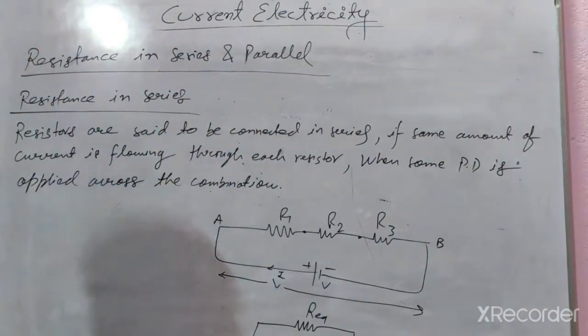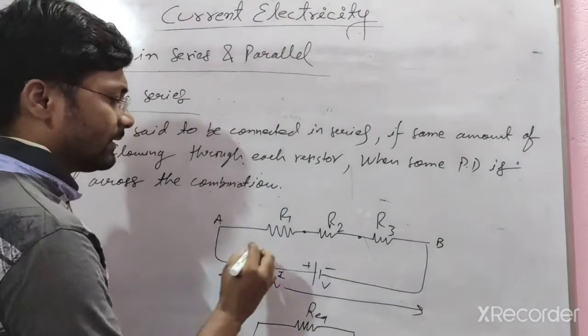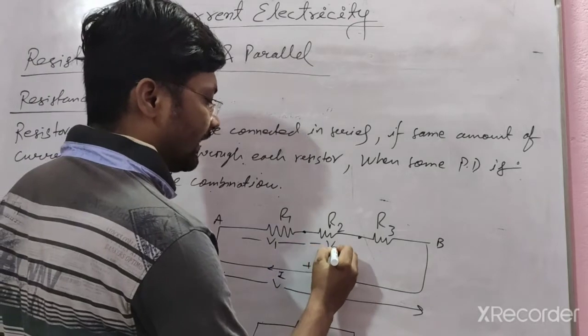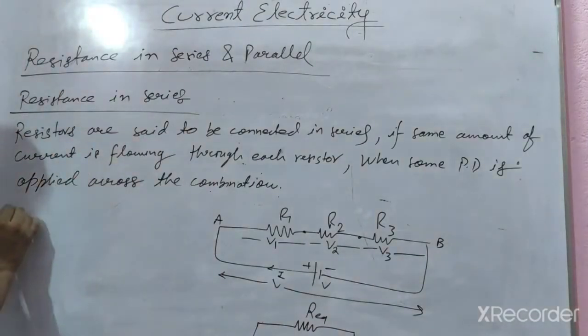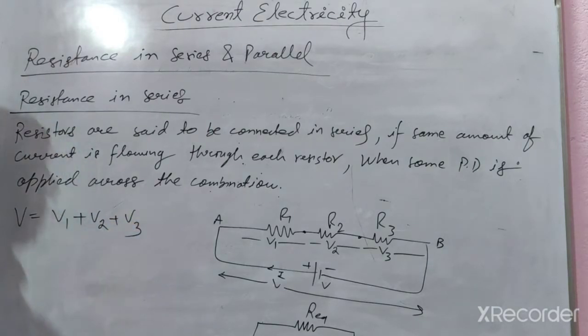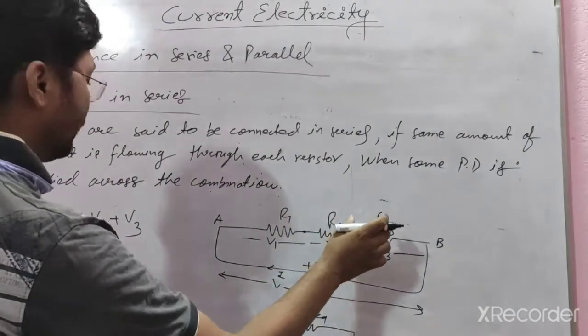Now students, in case of series resistance, voltage gets distributed, but current remains the same. So let voltage across the first resistance be V1, across the second resistance V2, across the third resistance V3. So we can say that V equals V1 plus V2 plus V3. Now according to Ohm's law, V equals IR. So let I equal the total current in the circuit, and this is R equivalent. This is the resistance equivalent to all these resistances R1, R2 and R3.